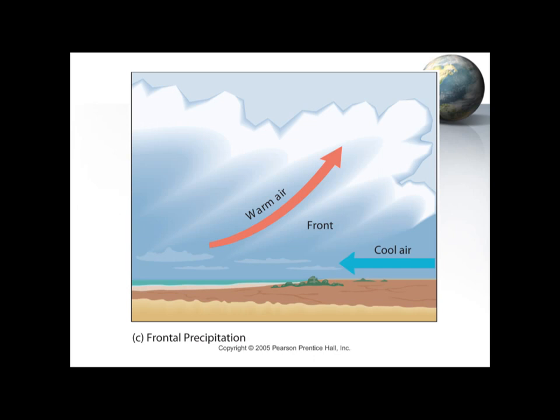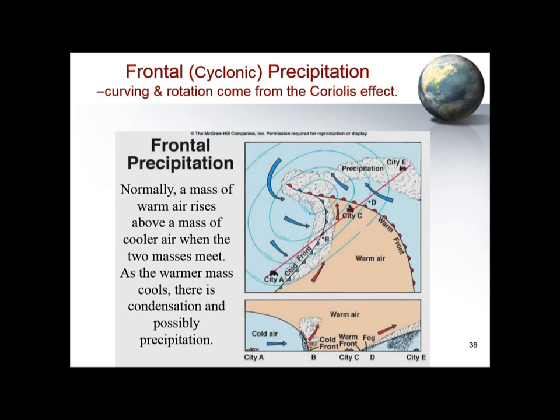And you can see in this photo warm air front, cool air. Frontal precipitation, curving and rotation come from this effect. Frontal precipitation: normally a mass of warm air rises above a mass of cooler air. When the two masses meet, as the warmer mass cools, there is condensation and possible precipitation.